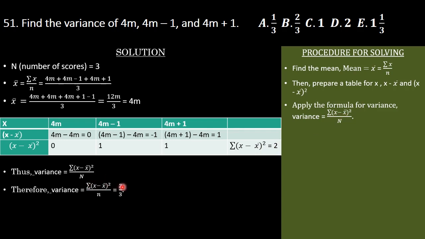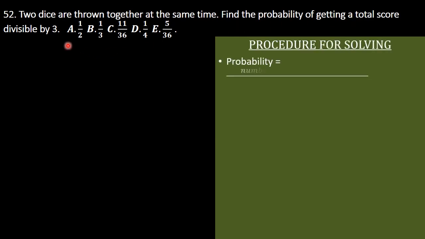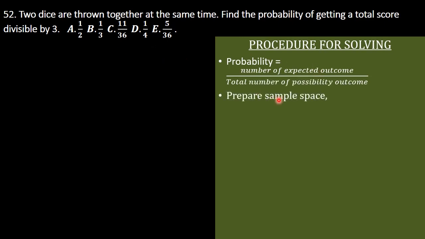Question 52. Two dice are thrown together at the same time. Find the probability of getting a total score divisible by 3. Let's check the procedure. Probability is equal to number of expected outcomes over total number of possible outcomes. Then prepare the sample space. Then pick out the scores divisible by 3. The sample space is this.